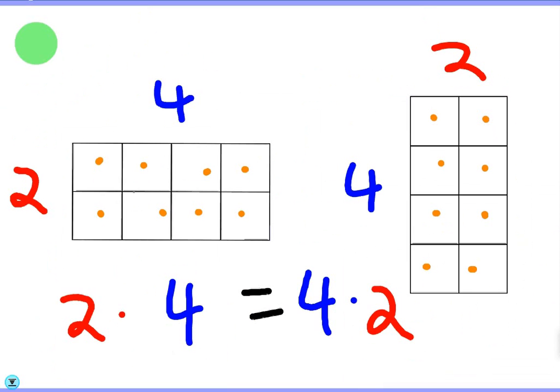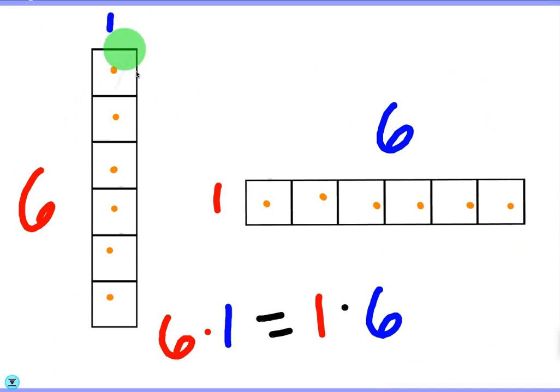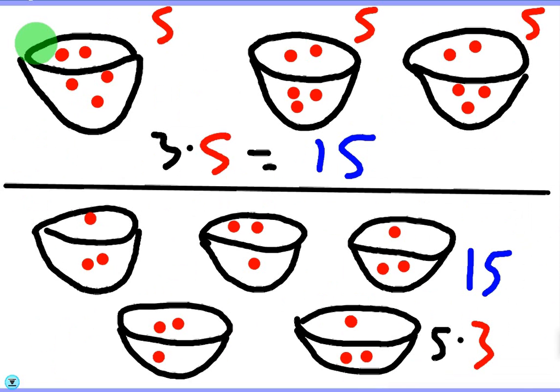We can see this on this page as well. A 2 by 4 is the same as a 4 by 2. We get 8 total blocks. It doesn't matter the order in which you multiply them. Also, a 6 by 1 is the same as a 1 by 6. So the order in which you multiply numbers doesn't matter.